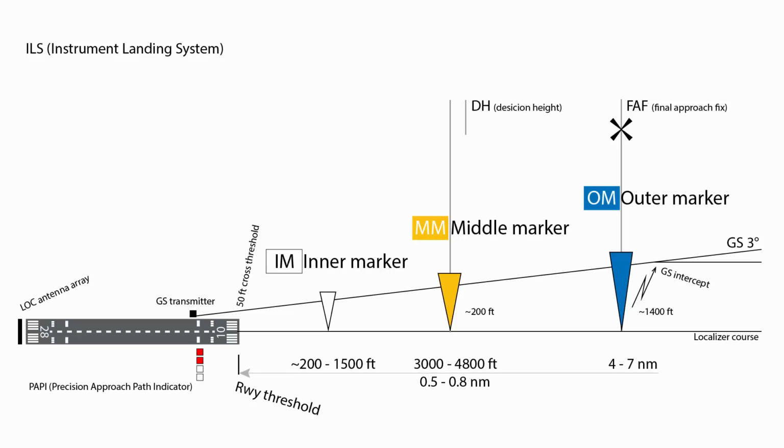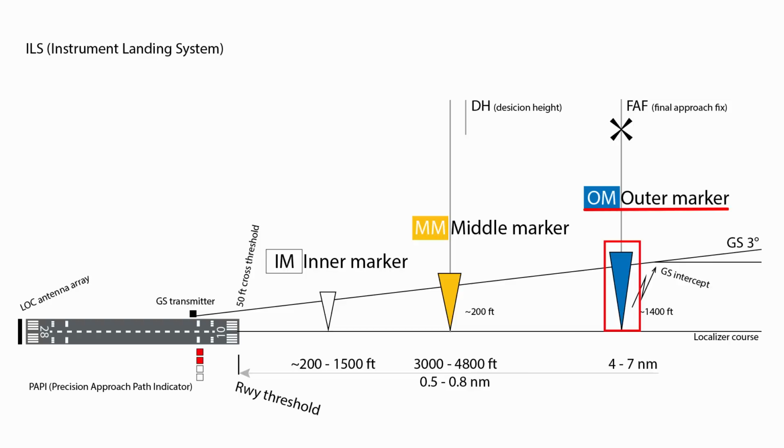The inner marker is mostly used with the more precise ILS approaches for category 2 and 3, where the decision height is much lower. These markers are sometimes used in the approach plates as a reference point and also give precise position reference points for the pilot.